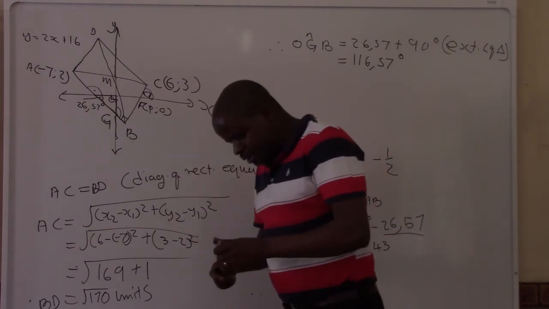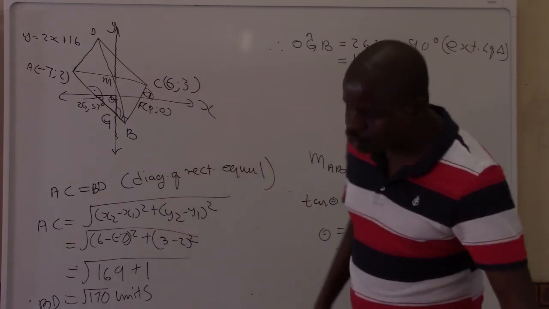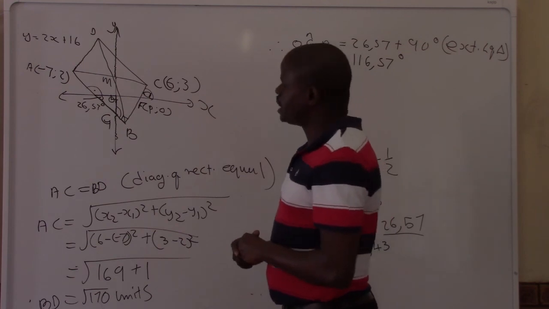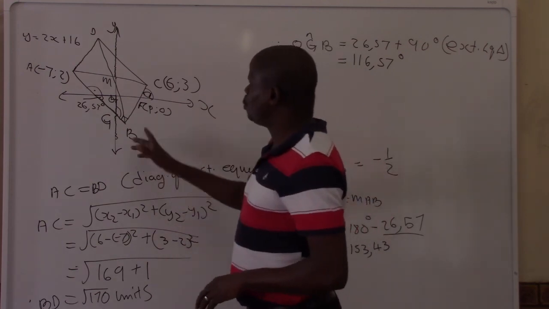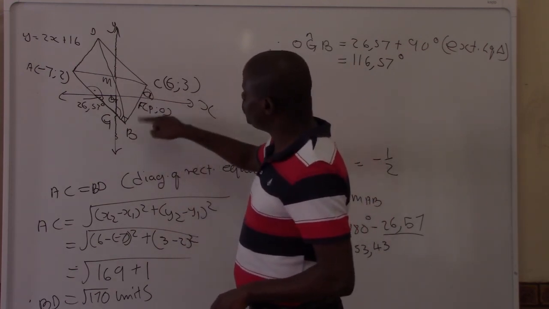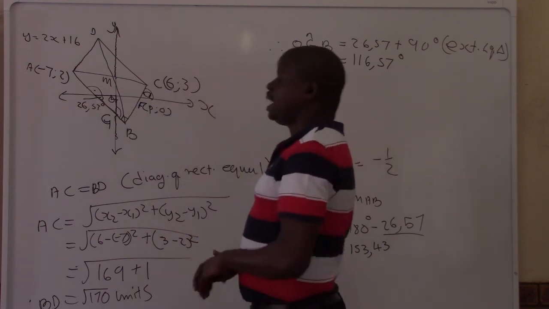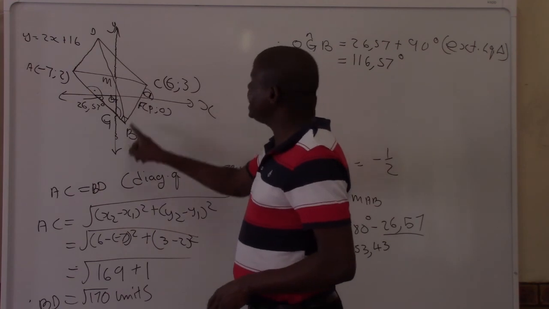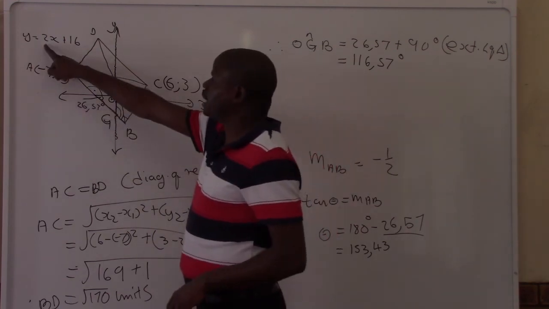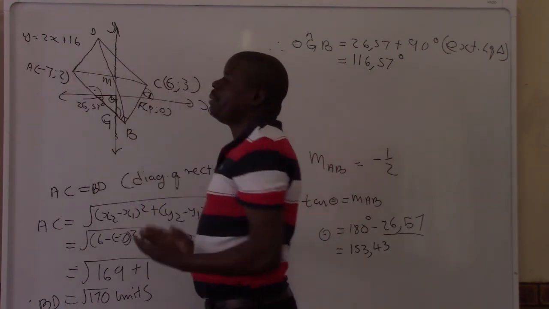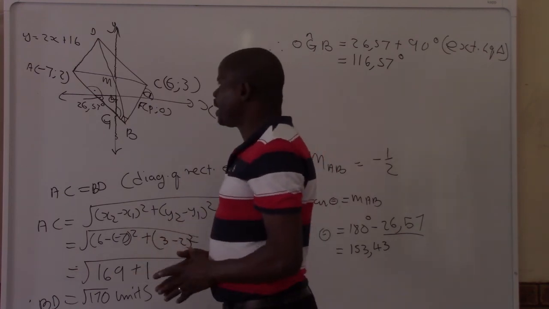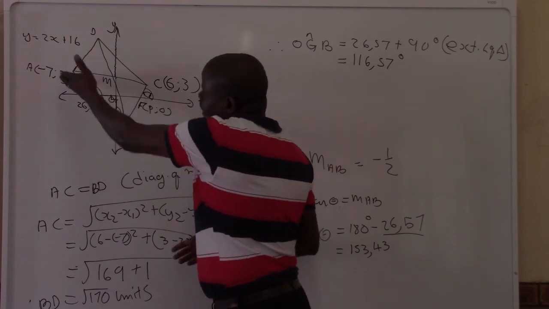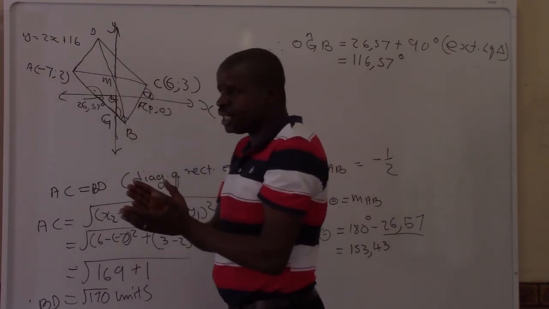So what skill do you need to be able to do that? Let us retrace the steps. We know that BC and AB are perpendicular to each other. And we know the gradient of this line from the gradient of that line, because these lines are parallel. So we use the gradient of this line to find the gradient of that line because they are perpendicular.